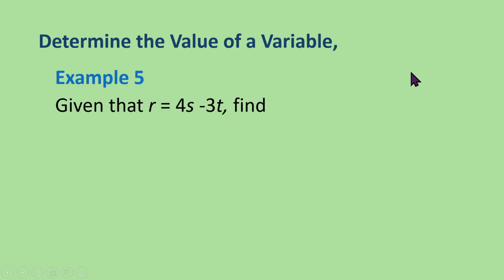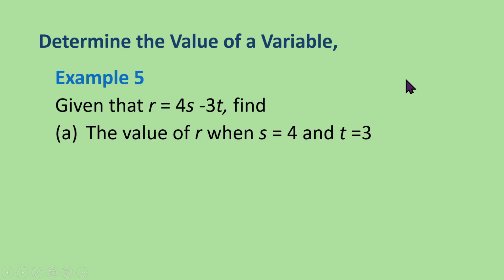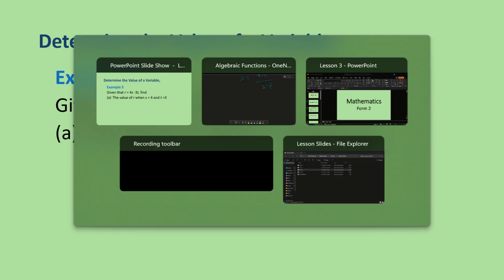Given r equals 4s minus t, find the values of r and s... okay, sorry, this part is determine the values of a variable. Given that r equals 4s minus 3t, find the value of r when s equals 4 and t equals 3.